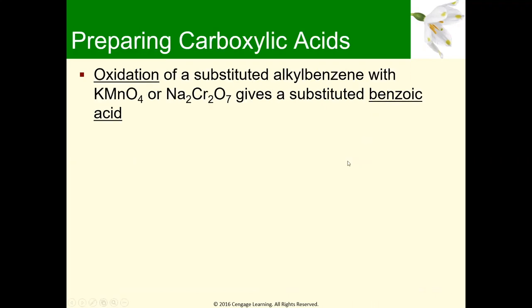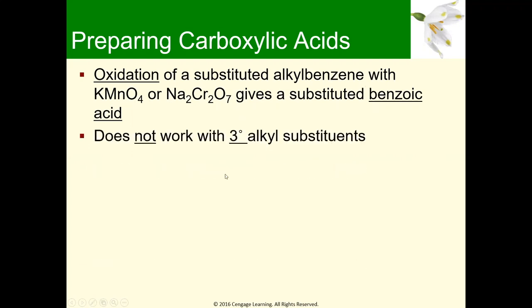Okay, so we talked about the properties of carboxylic acids. Let's talk about how to prepare them, how to make them. One way to do it is, believe it or not, you just start with an alkyl benzene and oxidize it with something that's a pretty strong oxidizing agent, like potassium permanganate or sodium dichromate. Oxidation of a substituted alkyl benzene with potassium permanganate or sodium dichromate gives a substituted benzoic acid. But the one limit to this is that it doesn't work with tertiary alkyl substituents.